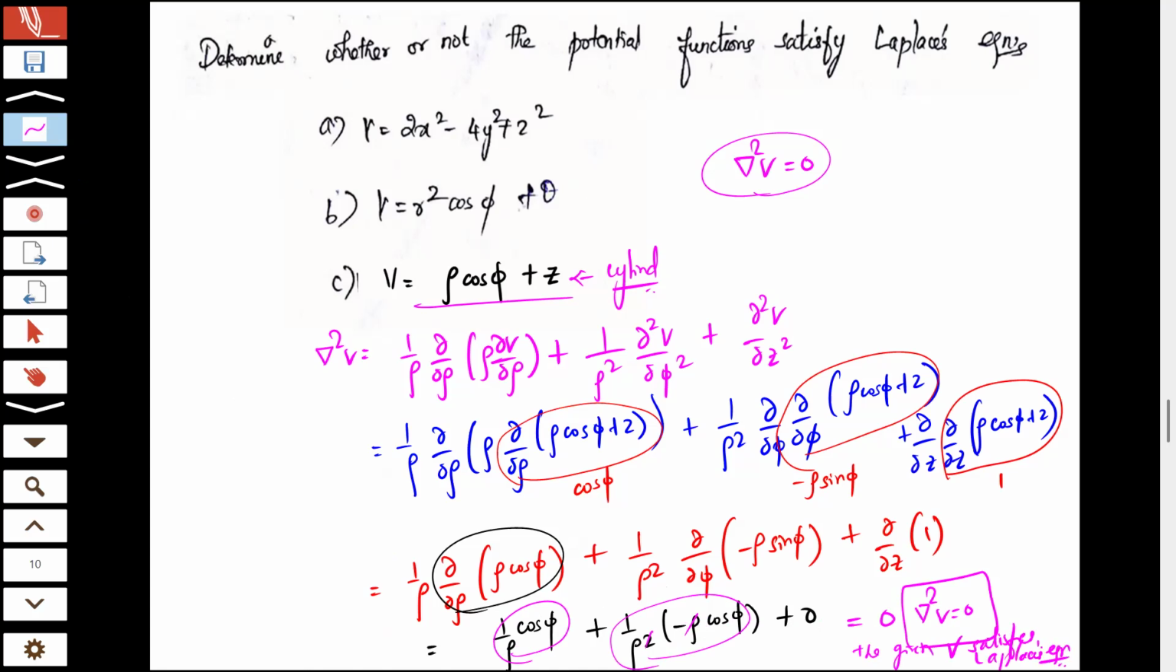I hope you have understood this problem. Similarly, you can expect any function for V, and you will be asked to check whether the given potential function satisfies the Laplace equation or not.